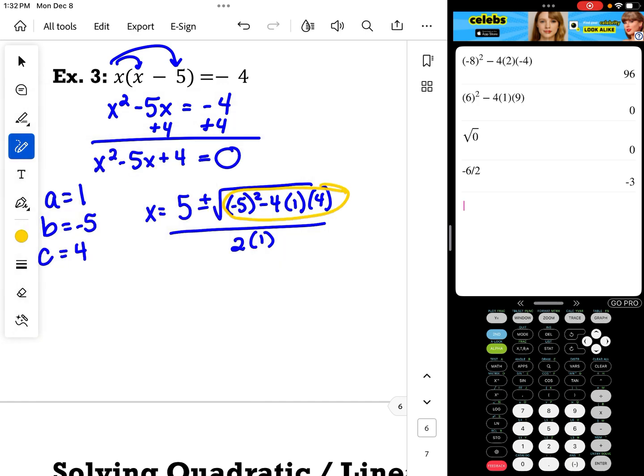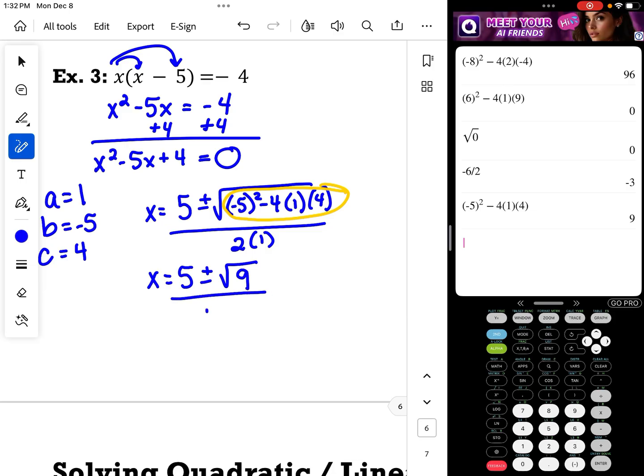Okay, so then we put what's underneath the radical into the calculator. So negative 5 squared minus 4 times 1 times 4. 9. So we're going to simplify everything. So x equals 5 plus or minus square root of 9 over 2. Okay, so if we have a radical, we need to simplify that. What is the square root of 9?